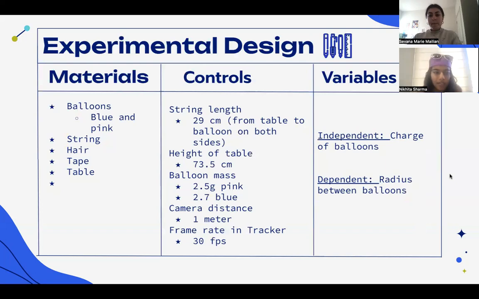For our experimental design, we had the balloons, the string, hair, tape, and a table. Our string length was 29 centimeters, the height of the table was 73, and our balloon mass was 2.5 and 2.7 grams. We kept our camera distance at 1 meter and our frame rate in Tracker at 30 frames per second. Our independent variable was the charge of the balloon, while our dependent variable was the radius between the balloons.